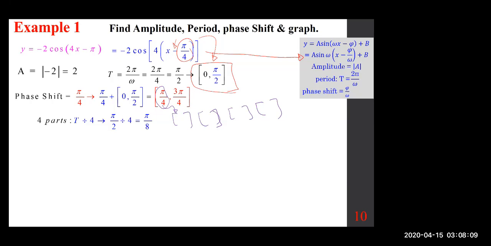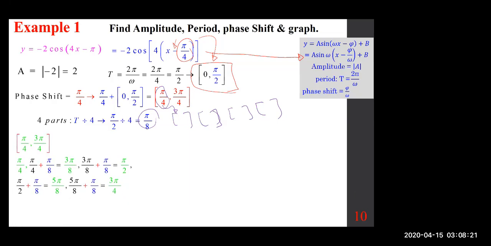We just add pi over 8, pi over 8, pi over 8, pi over 8, and we get the 4 pieces. Okay? So when you put pi over 4, add pi over 8, you get 3 pi over 8, and then you keep on adding pi over 8. When you add those, look at the pieces that you come up with. Okay?